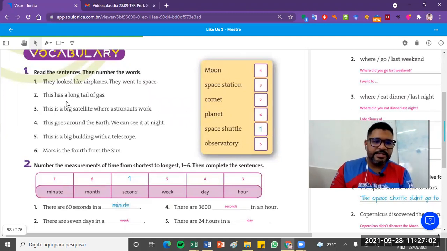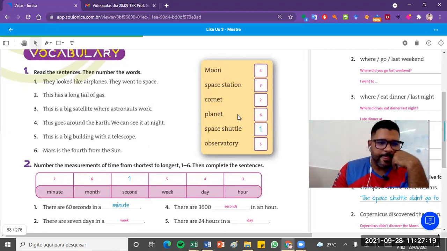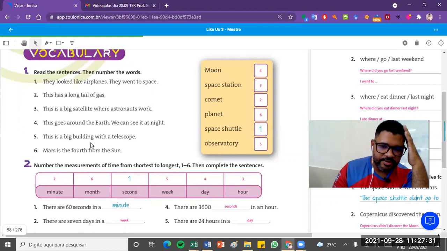Comet, this has a long tail of gas. 2, comet. 4, moon, we saw already. Planet 6, Mars is the 4th from the sun. Planet. Space shuttle, they looked like airplanes. They went to space. This is space shuttle. And 5, observatory. 5, this is a big building with a telescope, observatory.